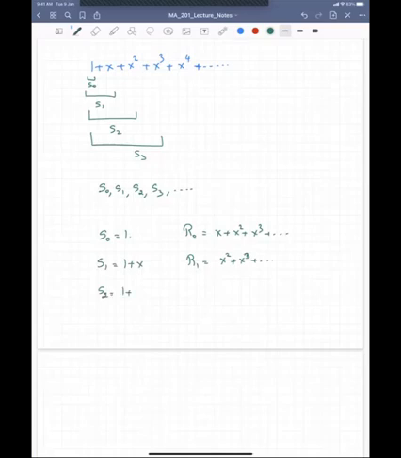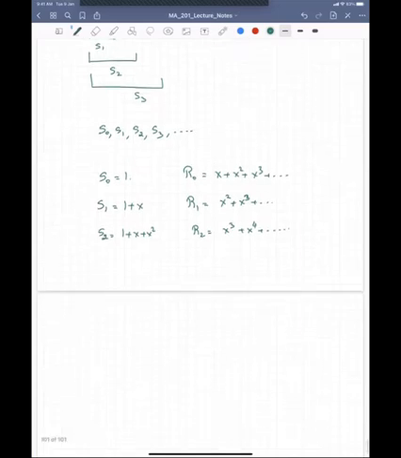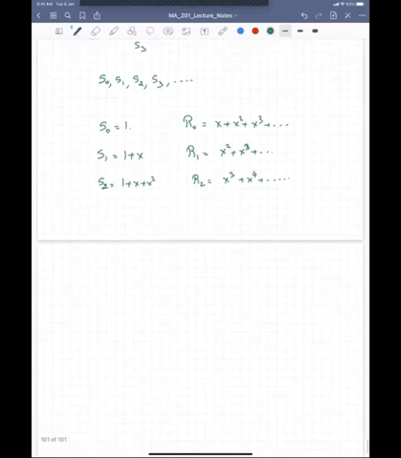S2 is 1 plus x plus x squared, and R2 is obviously x cubed plus x to the 4 and so on and so forth. So I can construct a whole bunch of sequences and the corresponding remainders to these sequences. When I say the series converges, it means that if I keep looking at this sequence, right? So I know what S0 is in this case. S0 is just 1. Suppose I fix the value of x to some value, let us say 0.5, I know what S1 is because it is 1 plus 0.5, which is 1.5. I know what S2 is, I know what S3 is, right?